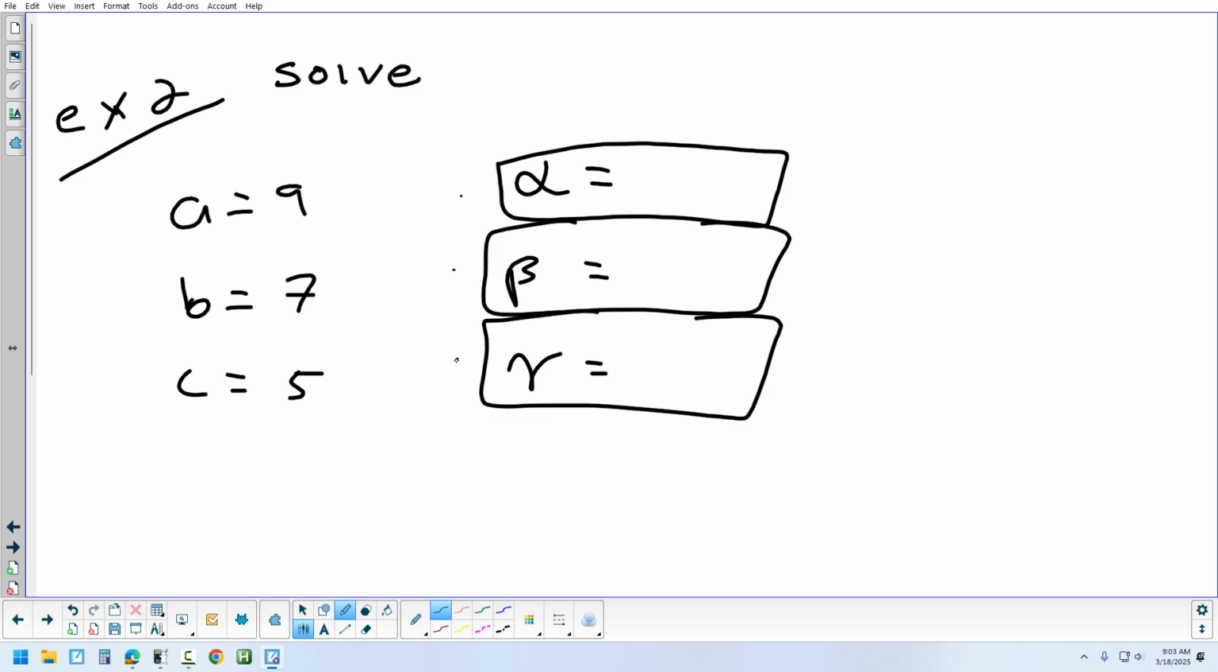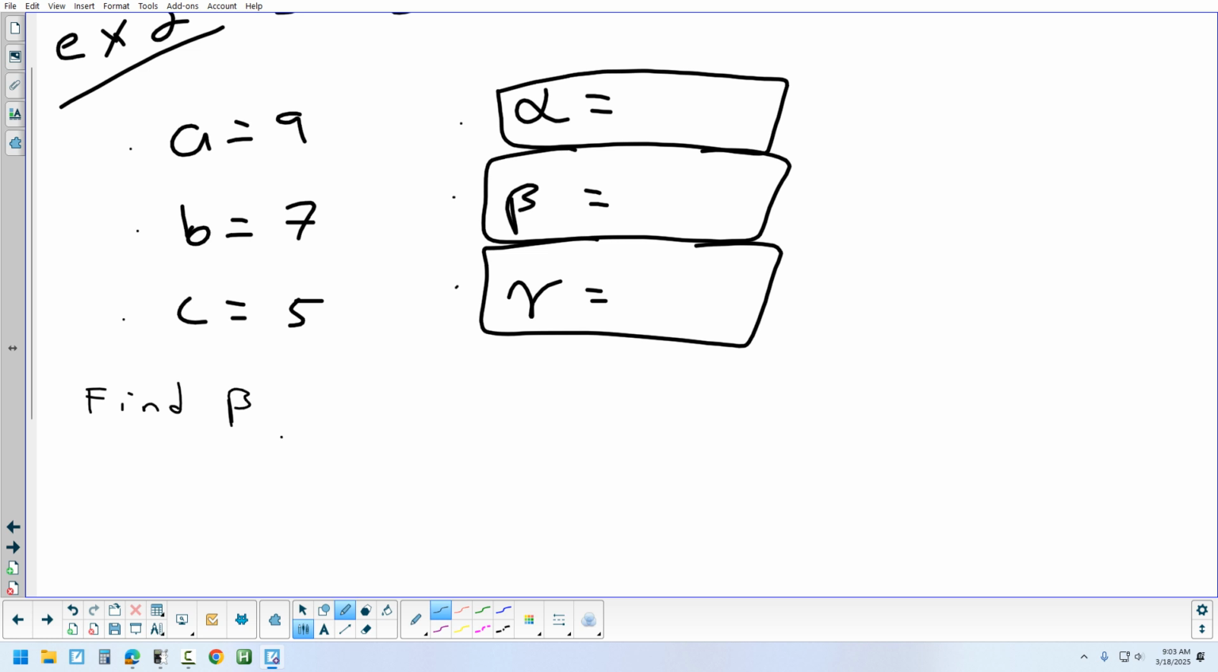The other thing you want to check before you even start the problem is make sure any 2 sides added together are bigger than the third. If they're not, then when you start doing it, you're going to run into getting an error at some point. So just make sure 9 plus 7 is bigger than 5, 7 plus 5 is bigger than 9, 5 plus 9 is bigger than 7. So we're good. Okay? Any 2 sides added together are bigger than the third. So we will get a single solution. You don't have to worry about 2 solutions, but you do have to worry about no solution with side, side, side. All right, let's do beta first.